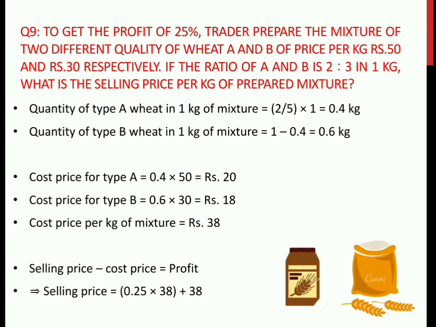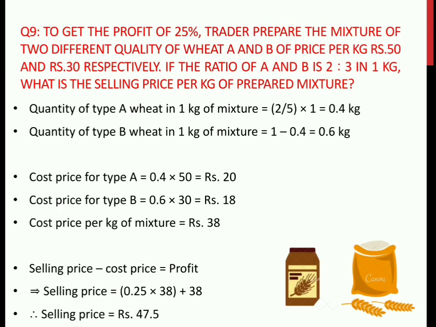So sales price minus cost price is equal to profit, and the profit is 25%. Fine. So the sales price is equal to 25% of 38 rupees, that is the cost price, plus the cost price, that is 38 rupees. So the selling price turns out to be 47.5 rupees.